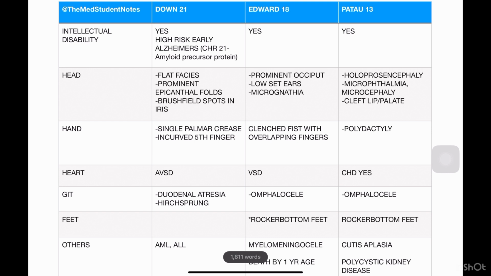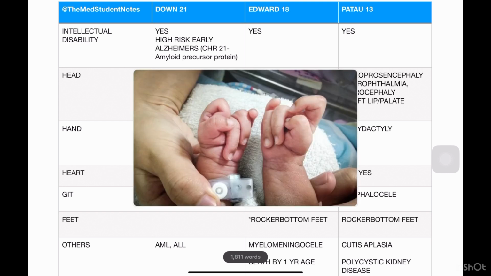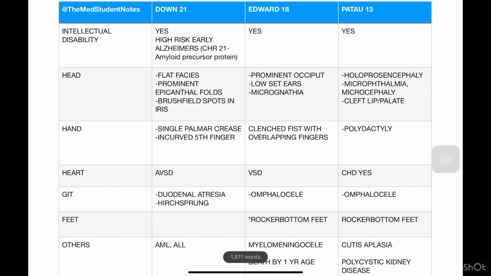Coming to the hand, Down syndrome patients will characteristically show a single palmar crease with an incurved fifth finger. In Edwards, you must remember, because it's super high yield, that the babies will have a clenched fist with overlapping fingers. Patau can show polydactyly, which is more than 5 fingers or toes on their hands and feet.